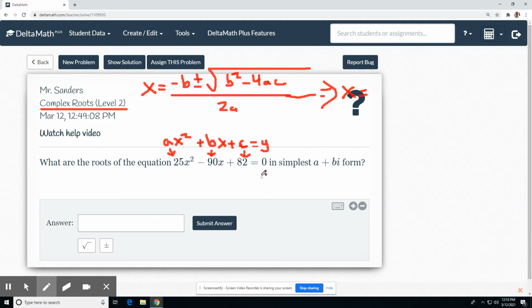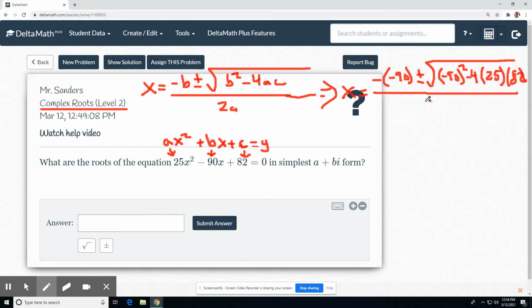Okay, so x is equal to, so those are the zeros, 0 for y, which means it's the x-intercept. So x is equal to negative b, which is negative 90, plus or minus the square root of b squared, negative 90, looks like I'm going to need a calculator here, squared, minus 4, a is 25, c is 82, all over 2 times a, which is 25.